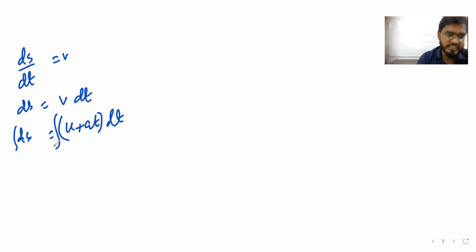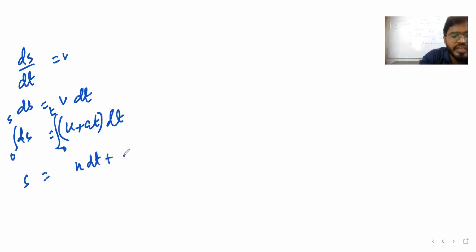If you integrate this, then from where to where? 0 to what? S, right? How much will it go up? That is S. Now here again, 0 to what? T. Okay. So ds integration is what? Again S only.